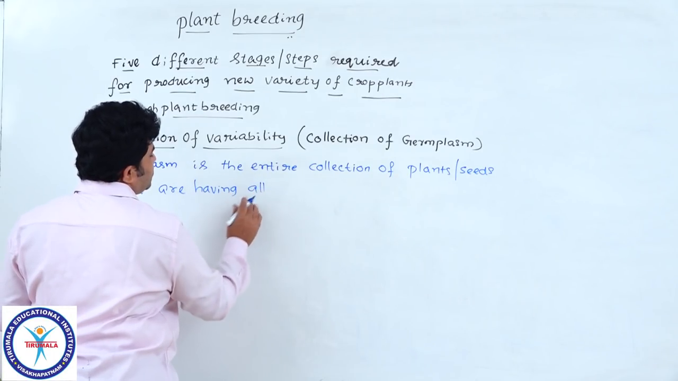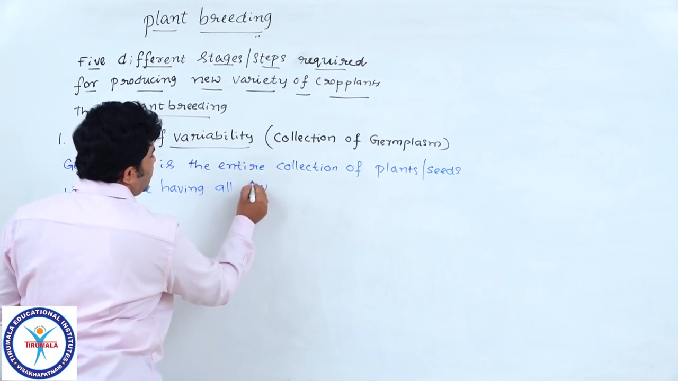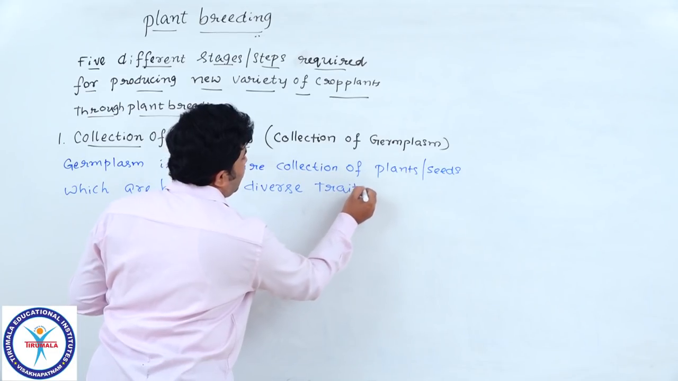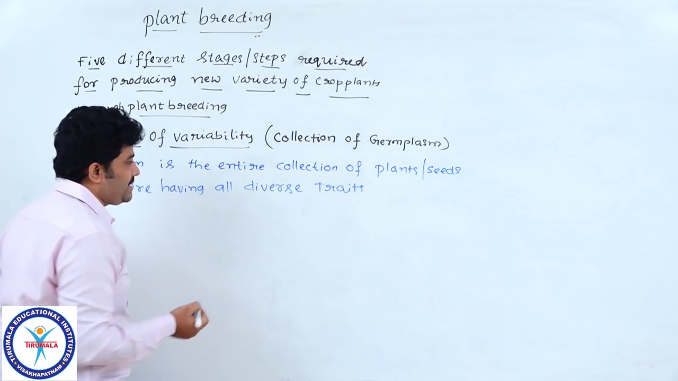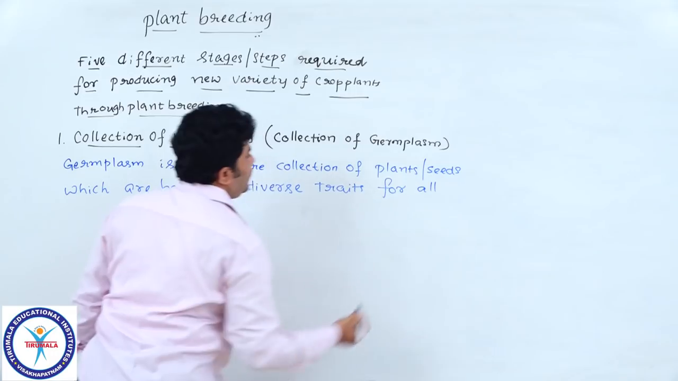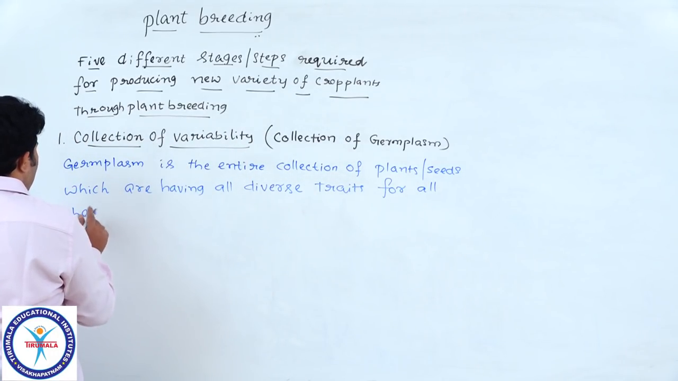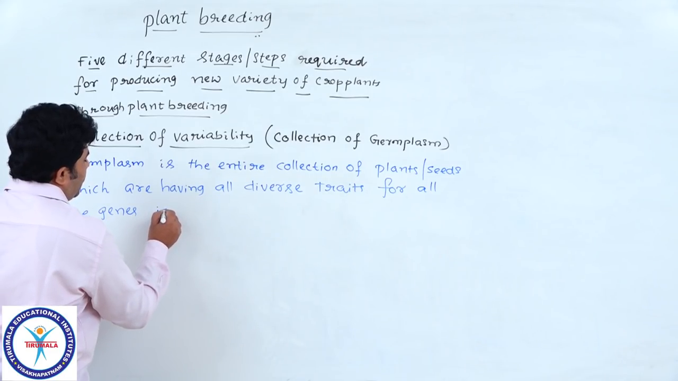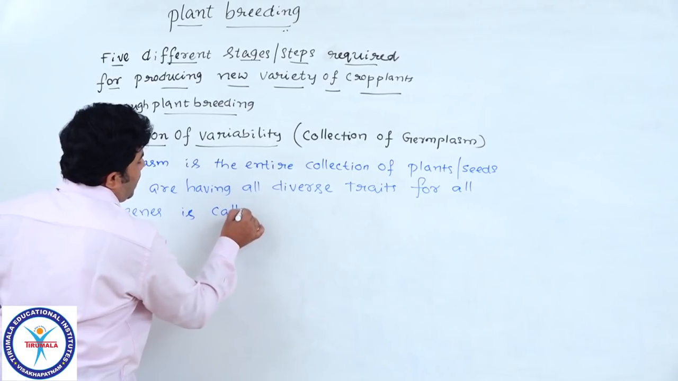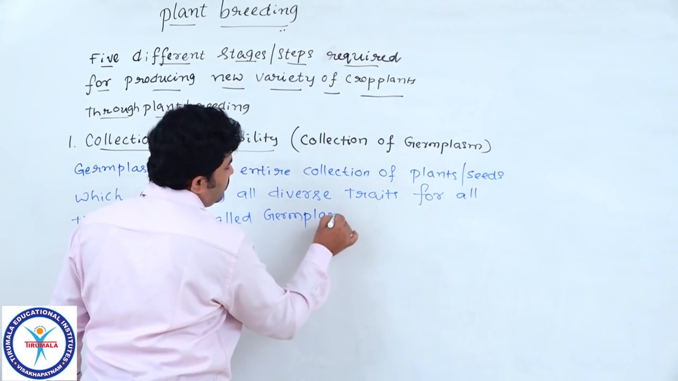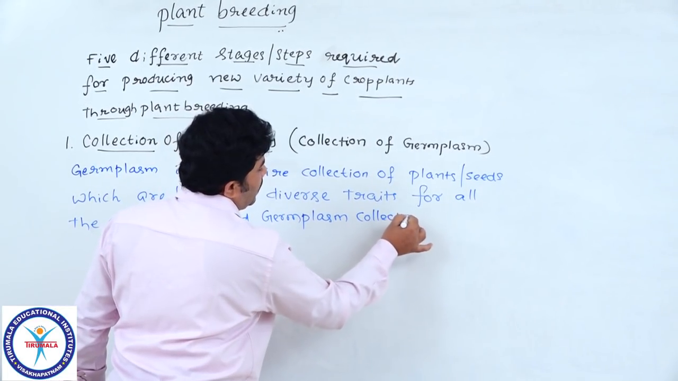which have all diverse traits, meaning different traits. I already said traits are nothing but characters. All diverse traits, for all the genes, is called germplasm collection. What is it, students? Germplasm collection.